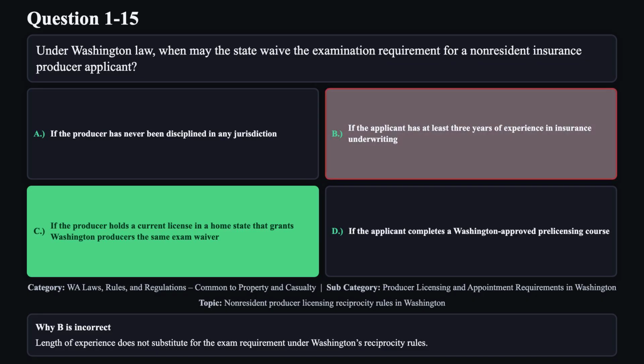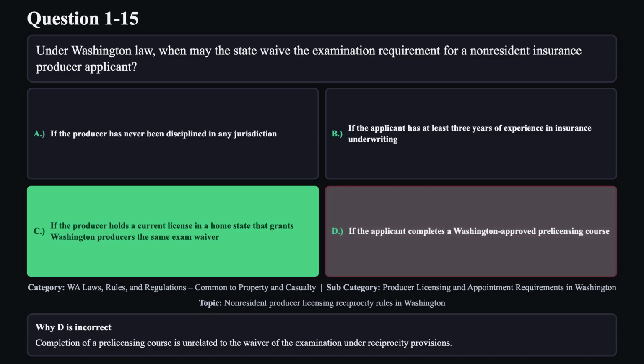Reason B is not correct. Length of experience does not substitute for the exam requirement under Washington's reciprocity rules. Reason D is not correct. Completion of a pre-licensing course is unrelated to the waiver of the examination under reciprocity provisions.